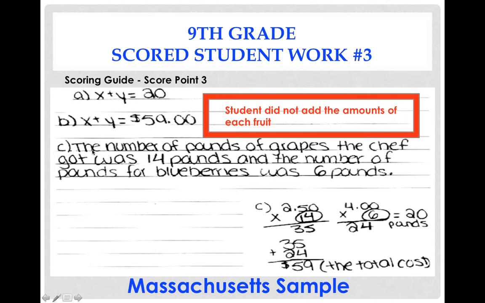And then for answer choice C, the student explained the number of pounds of grapes the chef got was 14 pounds, and the number of pounds for blueberries was 6. And they provided their work for that, where they have 2.50 times 14, which is 35, and then 4 times 6 is 24, and that gave them the 20 pounds that they were required to use. And also, when you add the amounts, 35 plus 24 gave them 59.